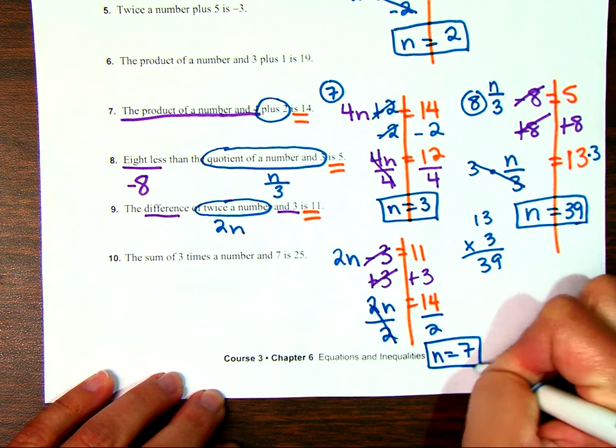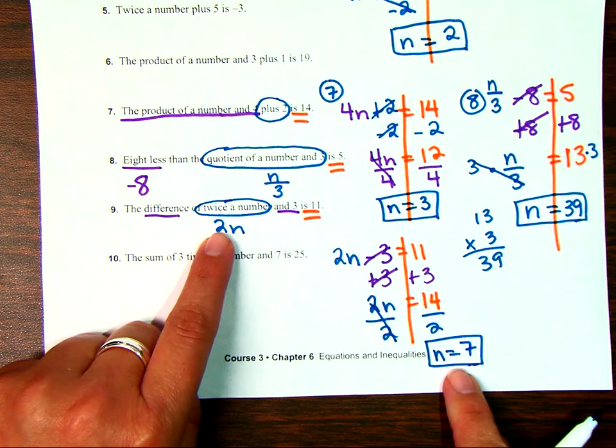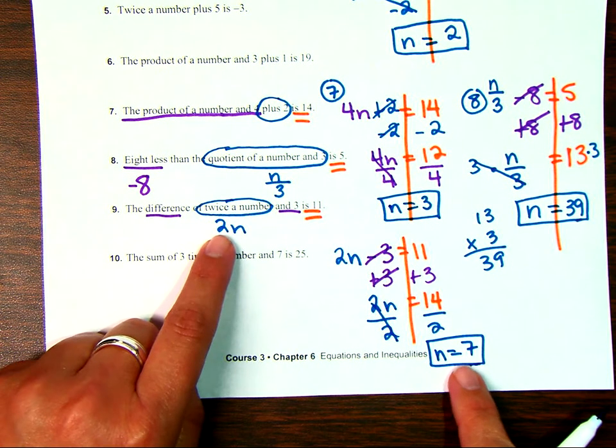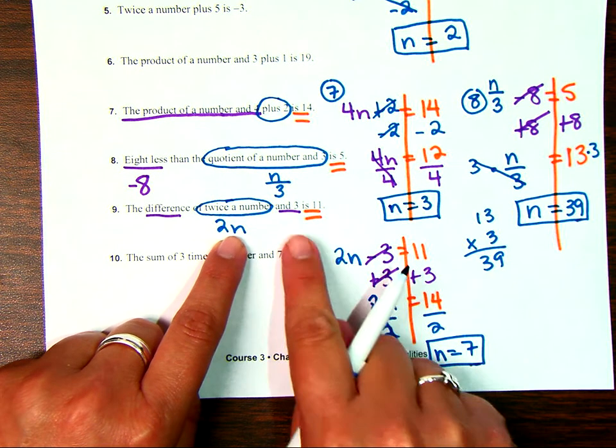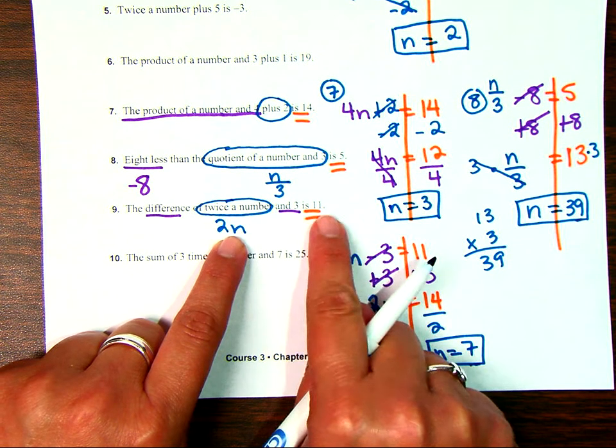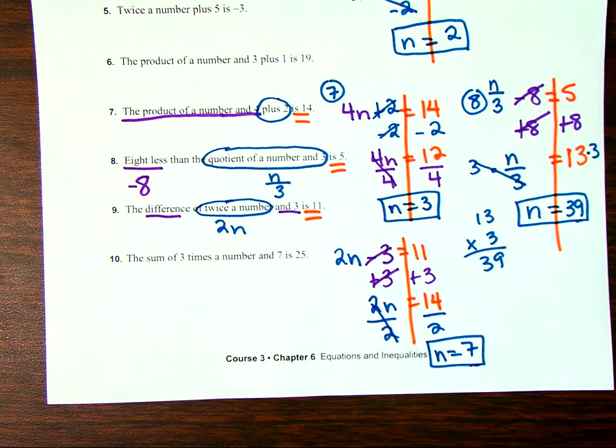And here again, I can plug that back in. Twice a number, well, the number is 7, so 2 times 7 is 14. And the difference of 14 and 3, yep, 14 minus 3 is exactly 11. Okay, so try the other problems out and see what you might be able to do on that part.